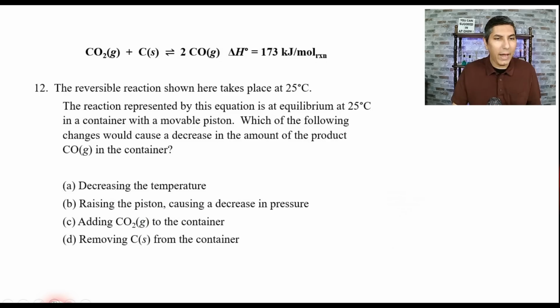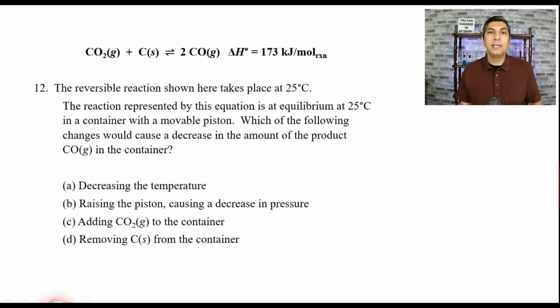Question 12, we have an equilibrium question. This looks like Le Chatelier's principle, and it says the reversible reaction shown here takes place at 25 degrees Celsius. The reaction represented by this equation is at equilibrium at 25 degrees Celsius in a container with a movable piston. Which of the following changes would cause a decrease in the amount of the product carbon monoxide, CO, in the container? Well, let's just take a look at these one by one.